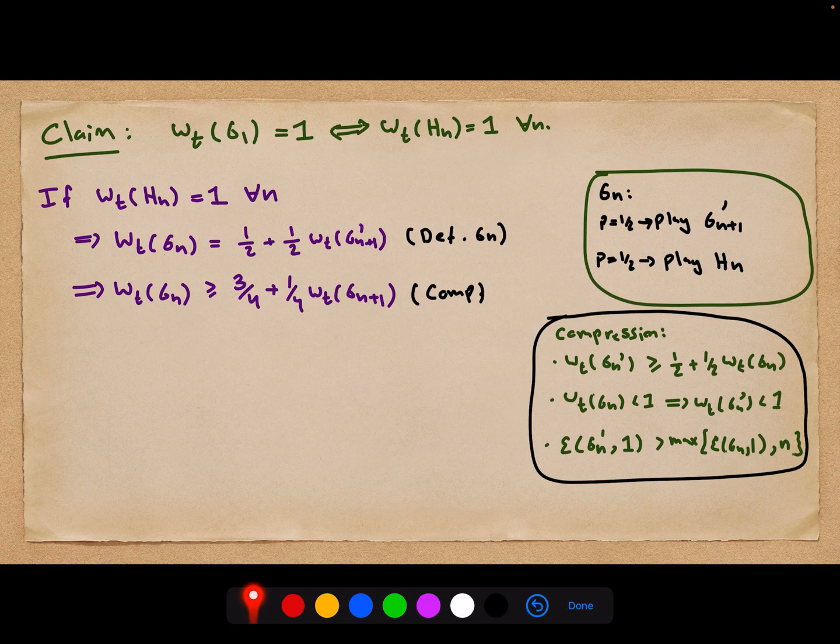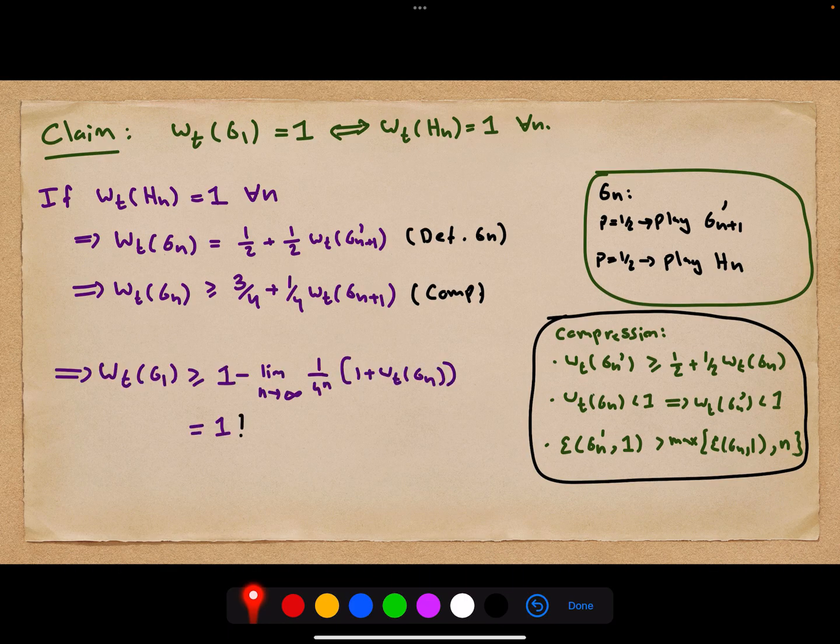Now we can repeat this process to lower bound the n+1 game by the n+2 game, and so on and so forth. By recursively doing this process, we get the result that the first game in this family, or in fact any of the games, has its value lower bounded by 1 minus this following limit, which approaches 0. Therefore, from this we get that the first game in this family has a value that's 1.